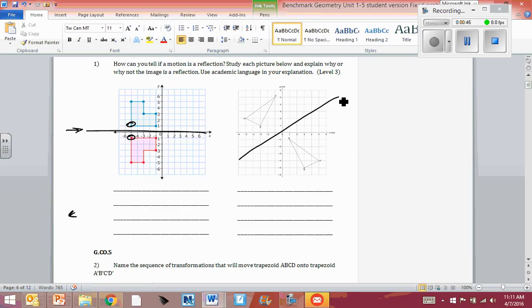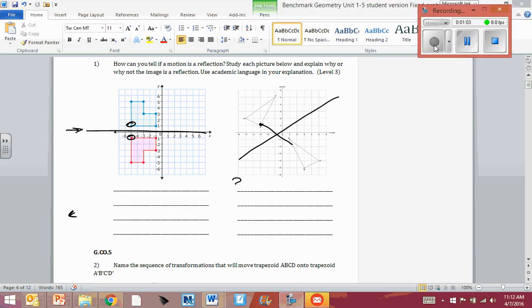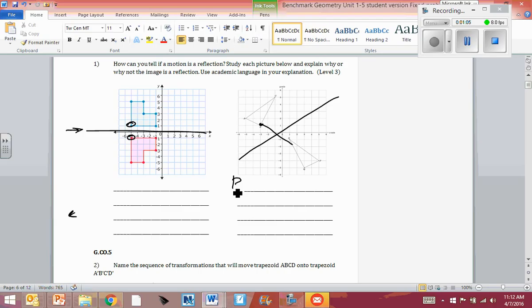And if they did, well, this point here is not equidistant from its partner over here. So, how do I know this is not reflection? The points are not equidistant from some line of symmetry. So I'll write that down. Top 5 that you want to see. You only got to see 5 ever.